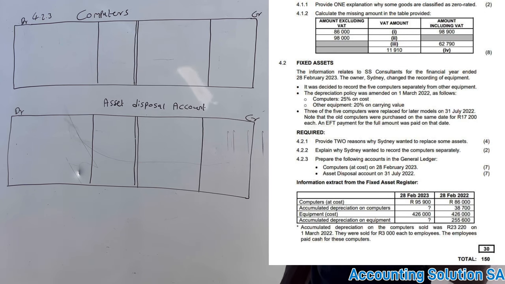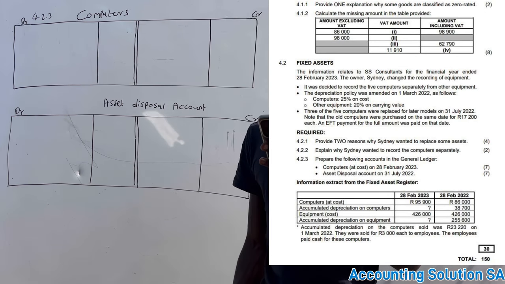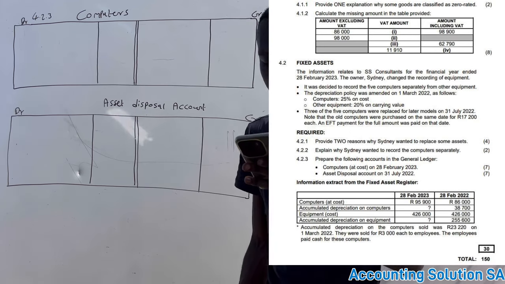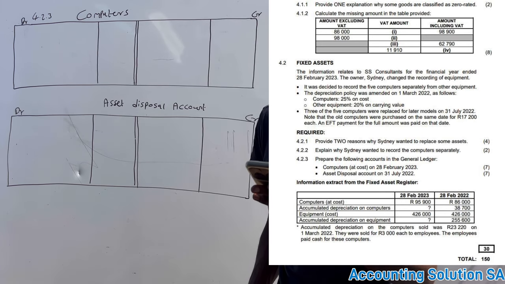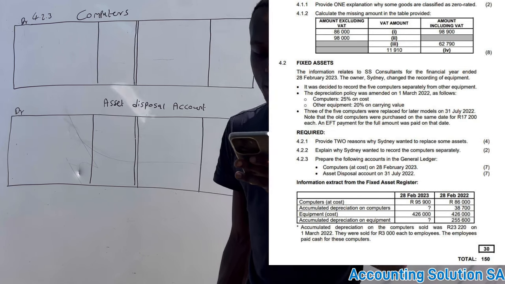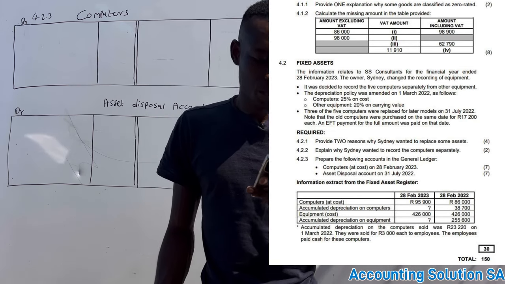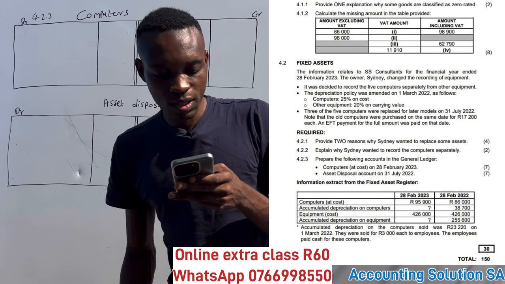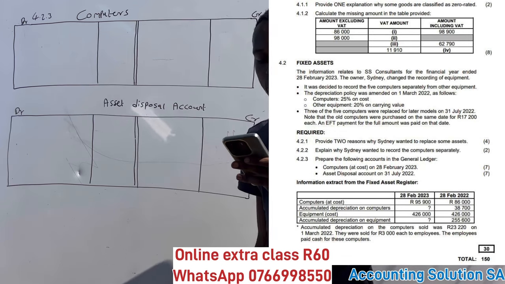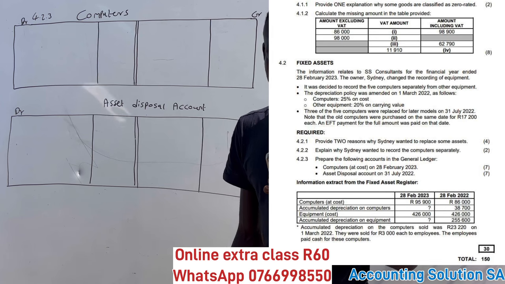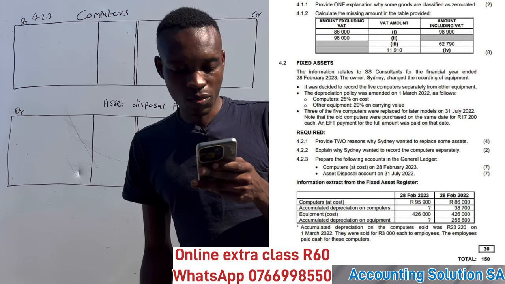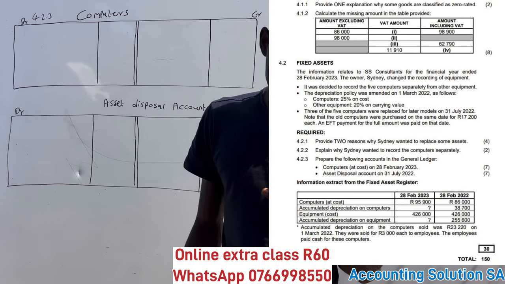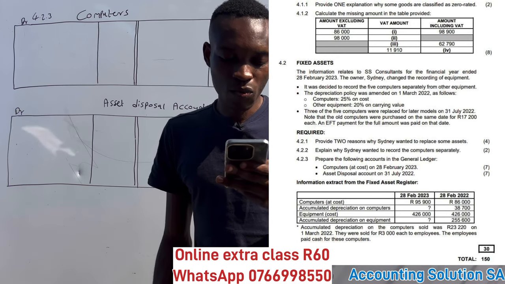The information is related to SS Consultants for the financial year ended 28 February 2023, and the owner wanted to change the recording of equipment, and it was decided to record the 5 computers separately from other equipment. Number 2, the depreciation policy was amended on 1 March 2022 as follows: computers are 25% on cost and other equipment is 20% on carrying value. 3 of the 5 computers were replaced with later models on 31 July 2022. Note that all the computers were purchased on the same day for 17,200 each, and an EFT payment for the full amount was paid on that day.